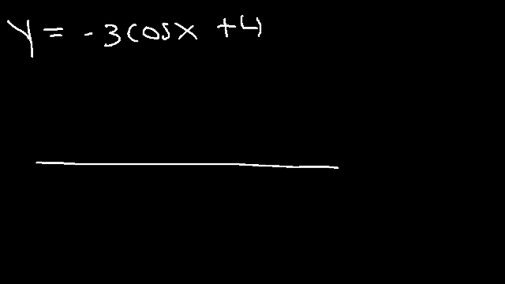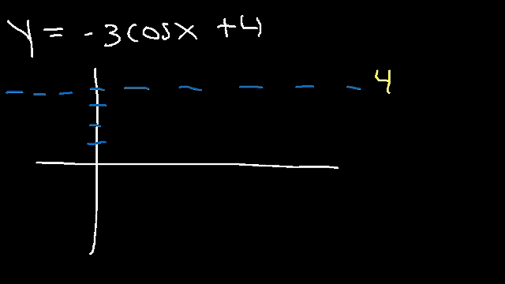Let's try another example. Let's try negative 3 cosine x plus 4. So the first thing we should realize is that the center of the graph shifts 4 units up. Negative 3 plus 4 will give us the lowest value of 1. 3 plus 4 will give us the highest value of 7.